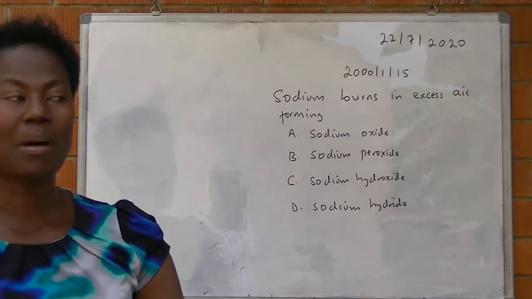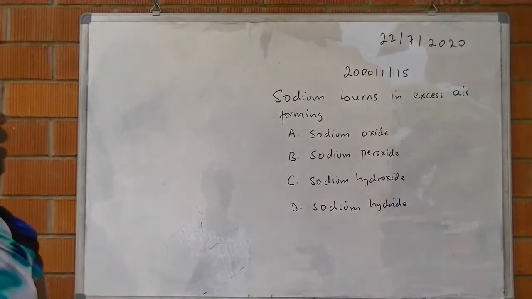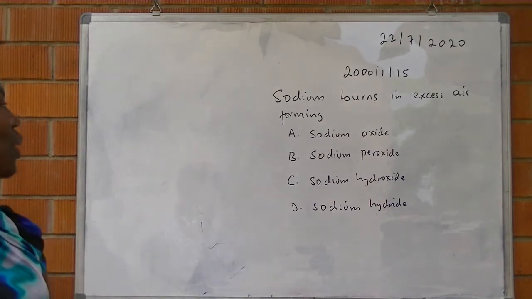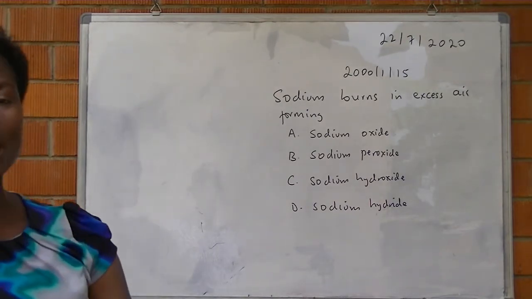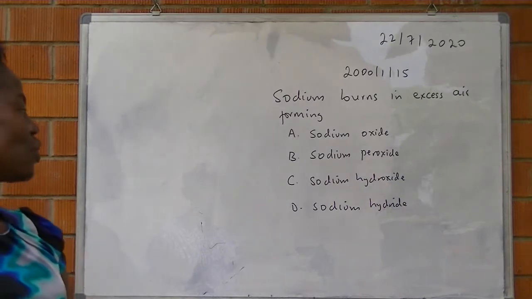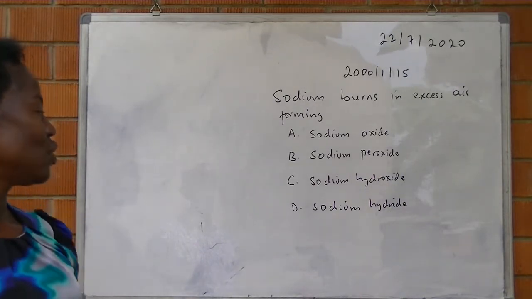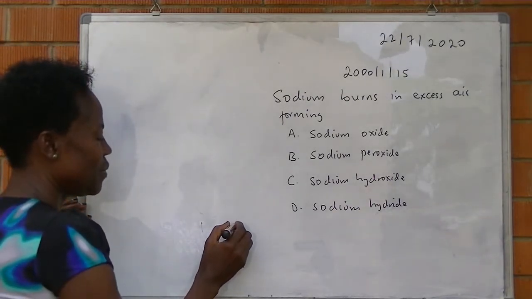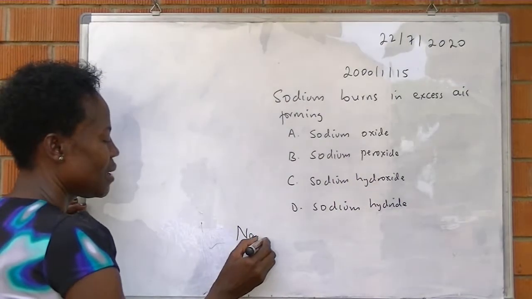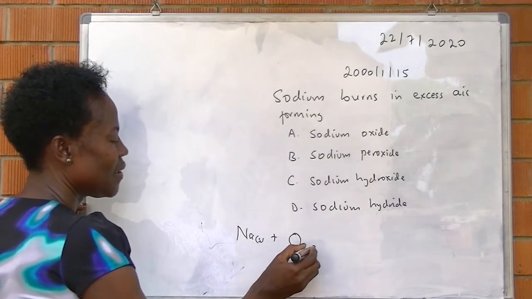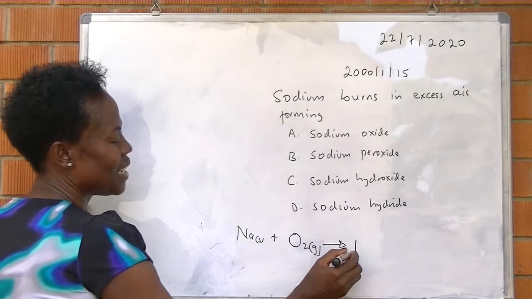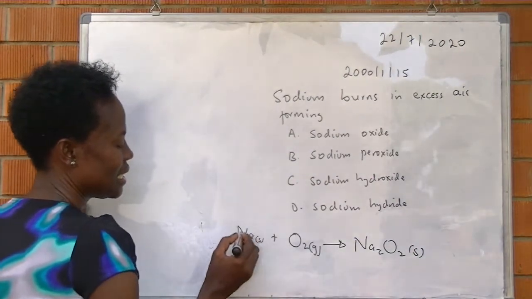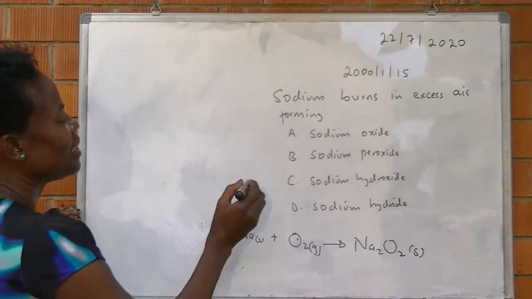2002, number 15, paper 1. Sodium burns in excess air, forming A, sodium oxide, B, sodium peroxide, C, sodium hydroxide, D, sodium hydride. So sodium plus oxygen gives us sodium peroxide. Our answer is B.